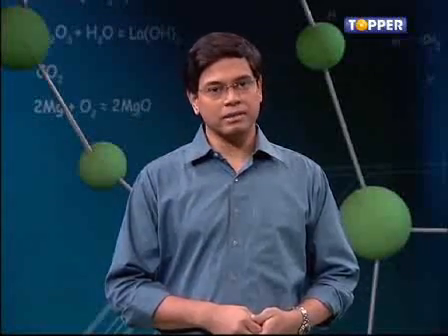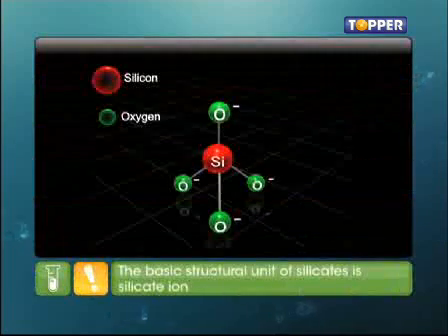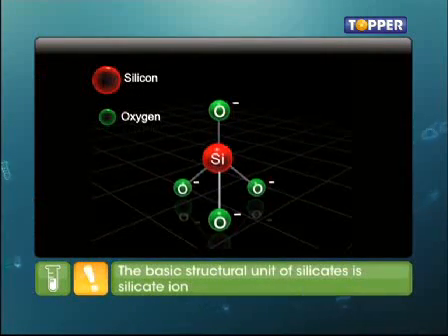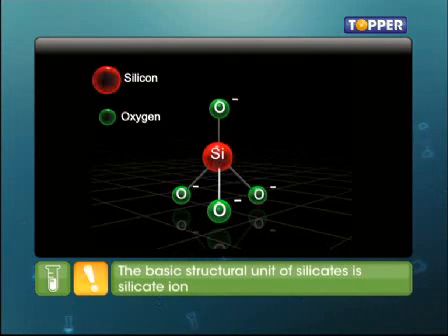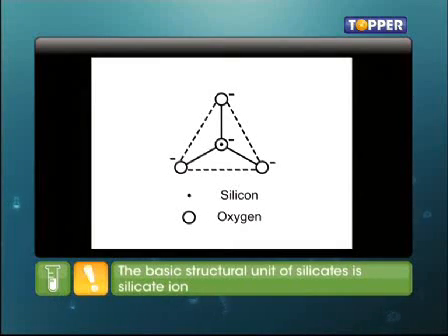Besides silica, silicon exists in the form of silicates. Silicate minerals compose a large percentage of the Earth's crust. Silicates are complex network solids. Their basic structural unit is the silicate ion. The shape of the silicate ion is tetrahedral. Here, the silicon atom is bonded to 4 oxygen atoms present at the corners of the tetrahedron.